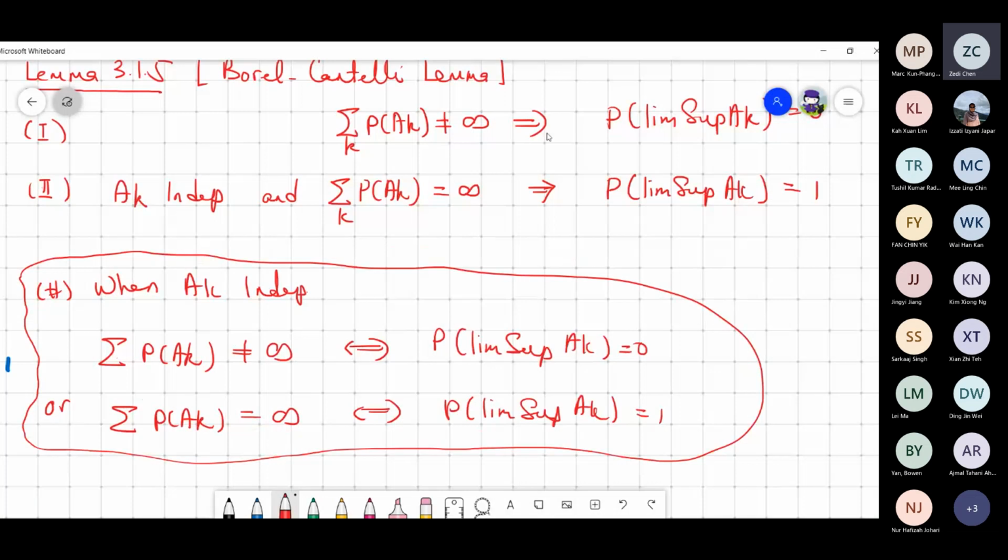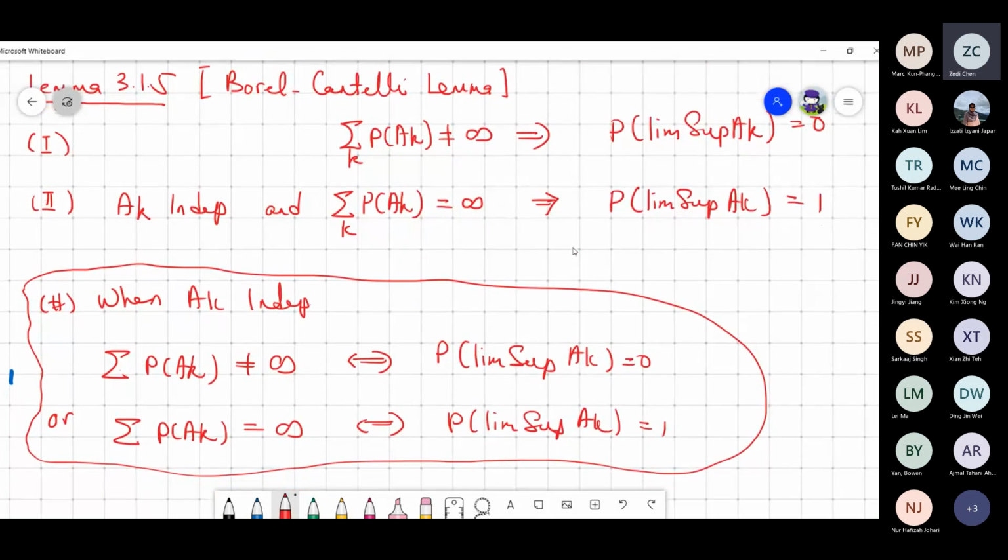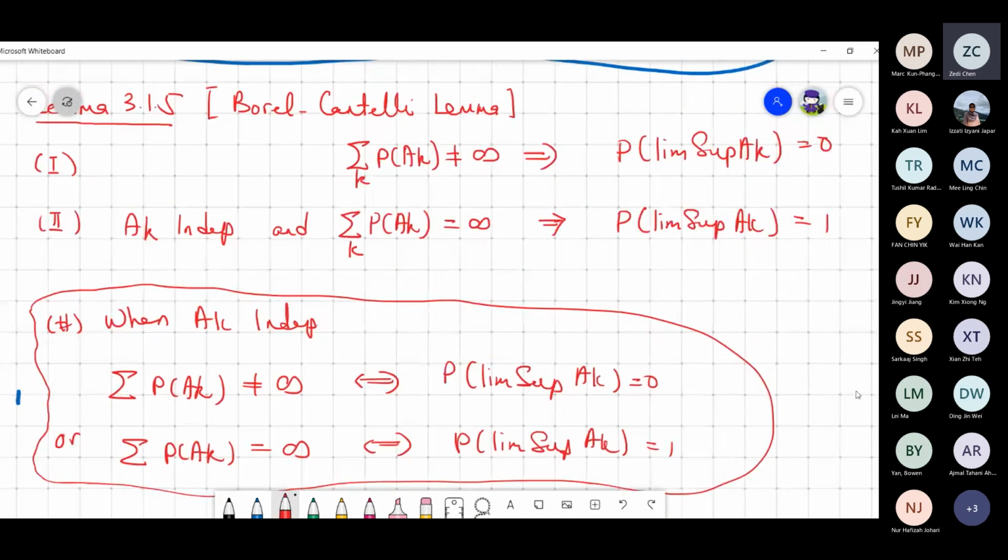So this is known as our Borel-Cantelli lemma. At the moment, just remember this. When the sum is not infinity, P(lim sup A_k) will be 0. When the sum is infinity and the A_k are independent, P(lim sup A_k) is equal to 1. Please chop down these two identities. Then we just proceed to our question.